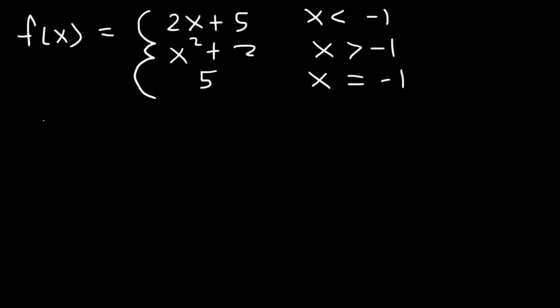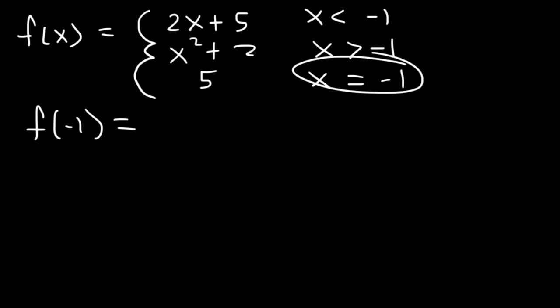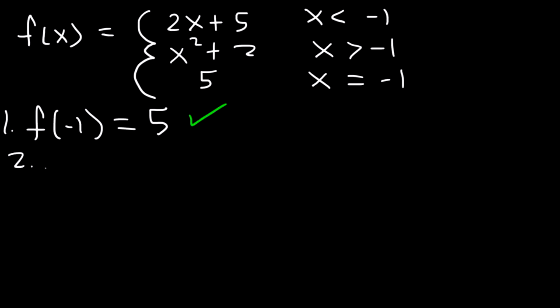So first, we need to determine if the function is defined at negative 1. So what is the value of f of negative 1? When x is exactly negative 1, what is y? Notice that y is 5 when x is negative 1. So f of negative 1 is 5. So therefore, f of a is defined. So we're finished with step 1. Now, step 2. We need to prove that the limit exists.